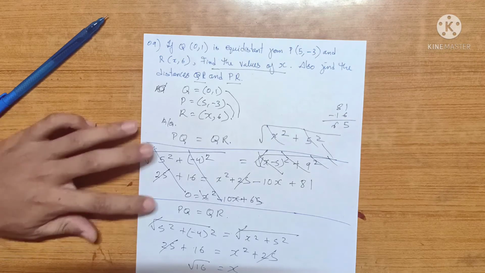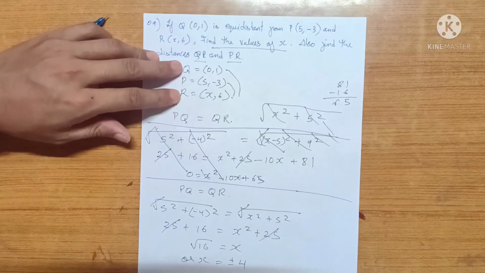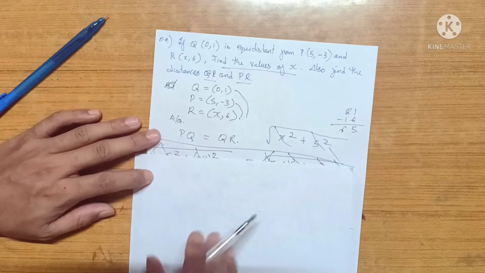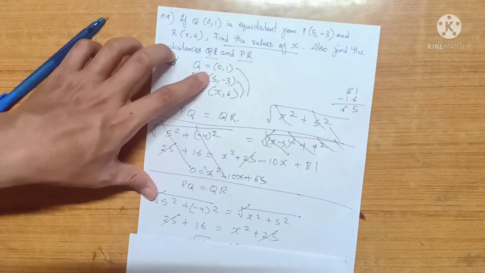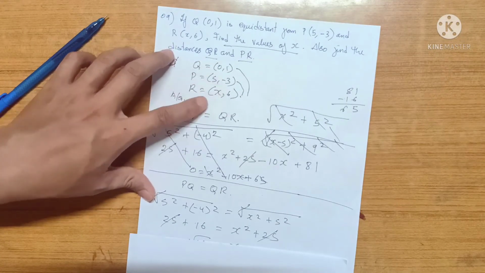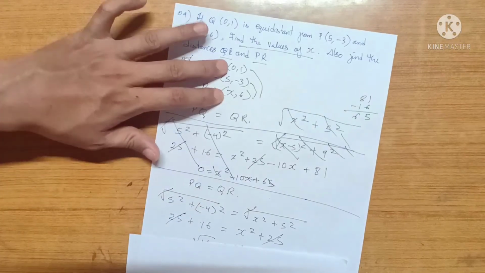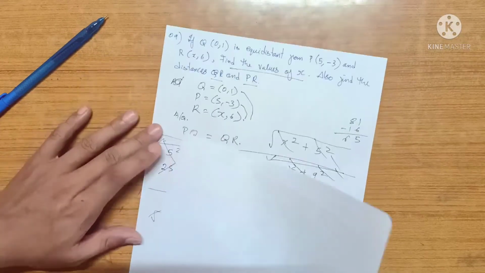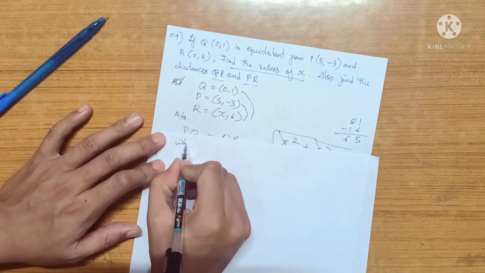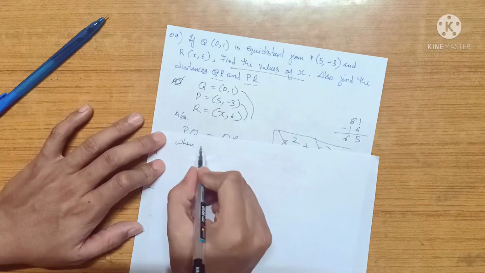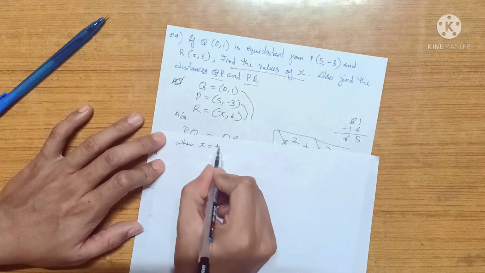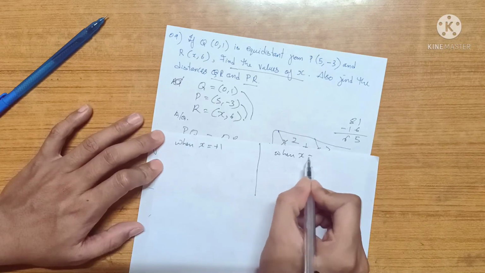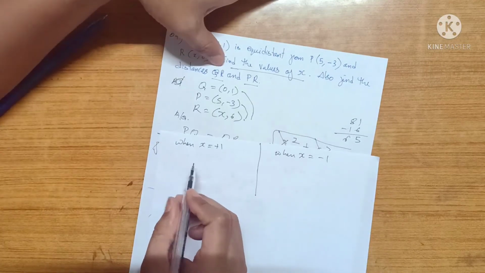Here's what I have. 5 minus 3 minus 1 is 4 squared, and then x, 5 squared. Okay, it's fine. So we're getting plus or minus 4. Remember that, we have to consider both plus and minus. So when x equals plus 4, and then I'll do when x equals minus 4. We have to find QR first now.